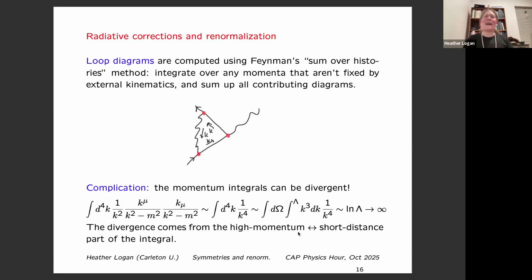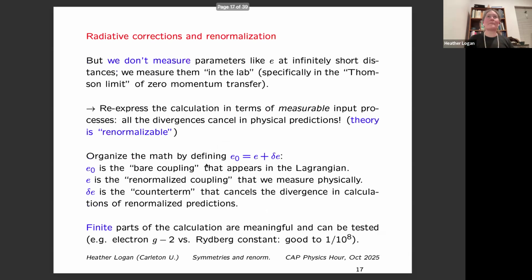But what this is coming from is the high momentum, which corresponds via the de Broglie wavelength to the short distance part of the integral. You might ask, well, the 0 end of this is also going to give a divergence, but when k squared goes to 0, these m's show up, and you actually have a convergent integral there at the low energy end, so you don't worry about that.